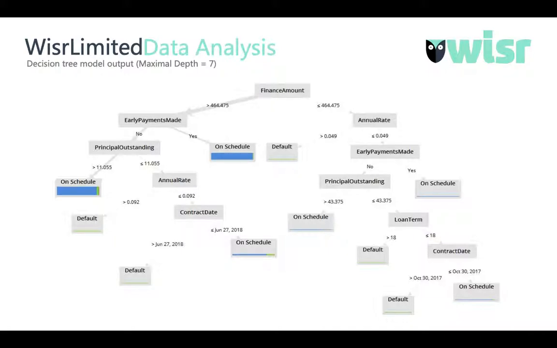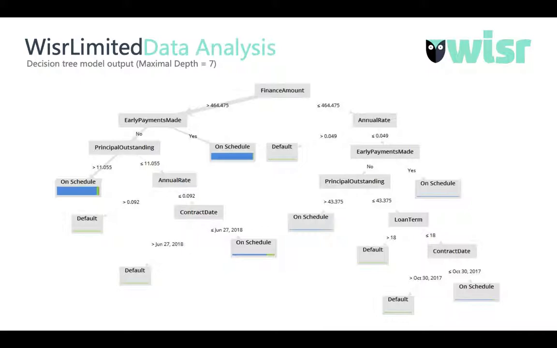In addition, for the borrowers who have not made any early payment, the principal outstanding becomes another criterion. The factor is categorized differently as a matter of different finance amounts. If the finance amount is greater than $464, 4.5% of borrowers with outstanding principal that is greater than $11 have defaulted, while 27.6% have defaulted with outstanding principal of under $11.